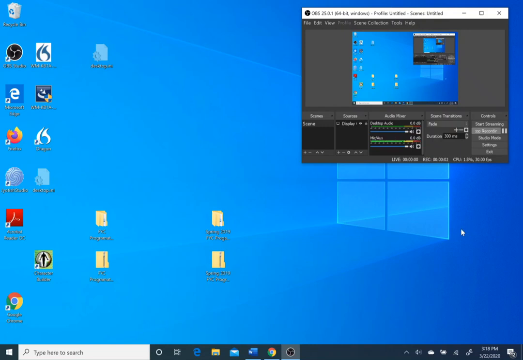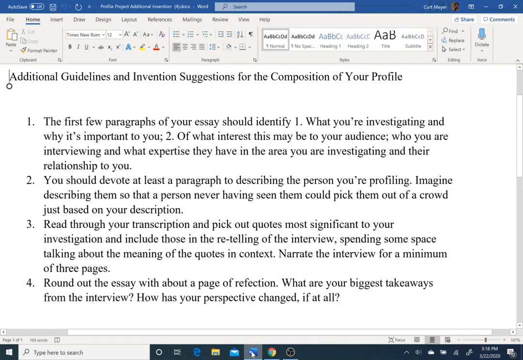Hi, folks. I'm going to take this opportunity to talk to you a little bit more about your profile project and how to go about crafting it. Again, you don't have to take this advice verbatim. You can organize your profile project differently. These are just some general guidelines that I personally would use if I were to go about creating a profile.